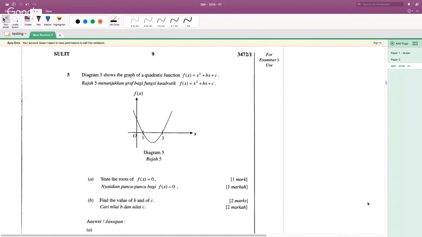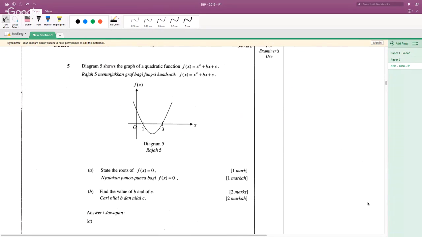All right, so this is diagram 5, which shows the quadratic equation. You have the quadratic equation, state the roots. State means you can straight away write the answer. Root means the answer of x. In this case, the answer of x is the x-intercept. So x equals 1 and x equals 3, because you have two answers.